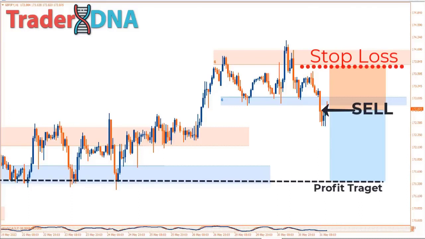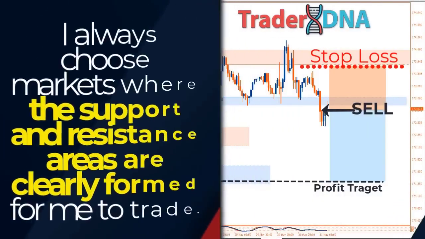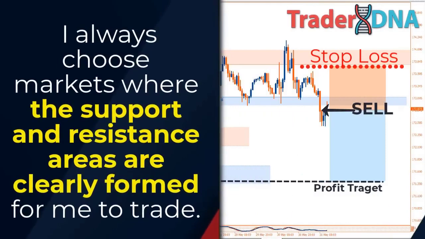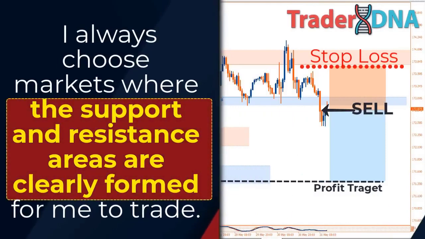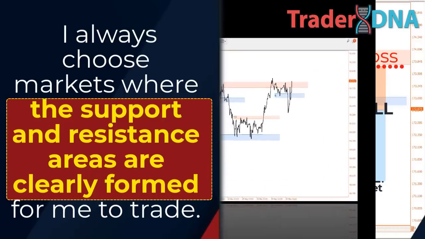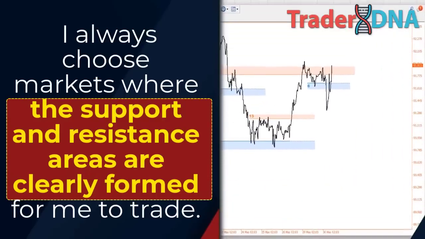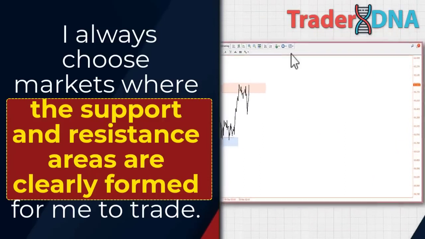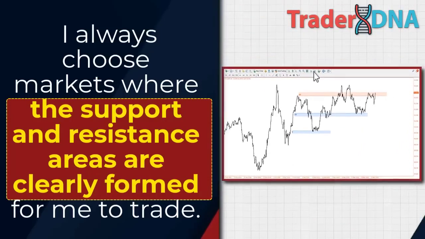Every trader on Wall Street and any stock exchange worldwide pays attention to support and resistance areas. As illustrated in the previous example, I always choose markets where the support and resistance areas are clearly formed for me to trade. With the help of the auto support and resistance indicator, this task becomes remarkably easy and fast, even if you have to analyze hundreds or even thousands of stocks every day.